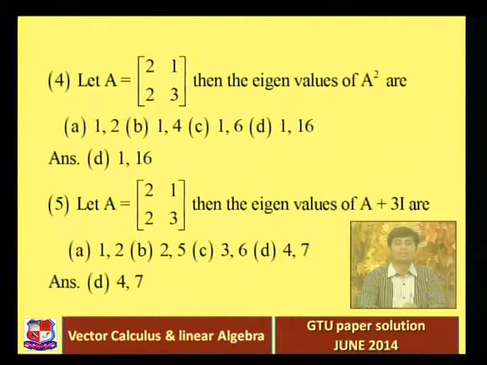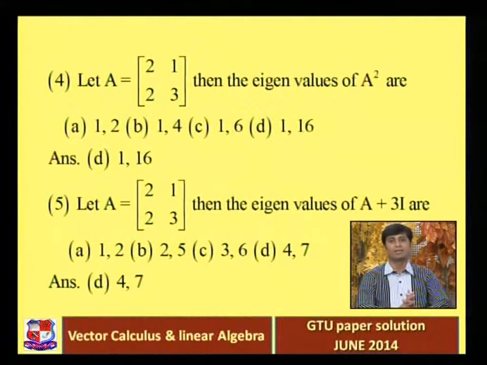That is the characteristic equation for this 2 cross 2 matrix. Factorize that equation, you will get lambda minus 4 and lambda minus 1. So the value of lambda is 1 and 4. So the eigenvalues of the given matrix are 1 and 4, right?